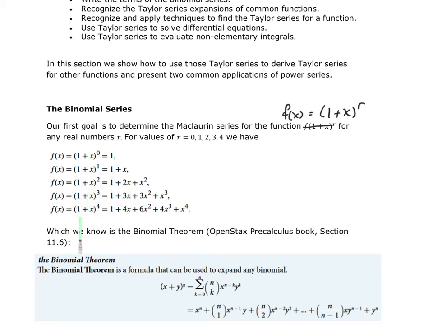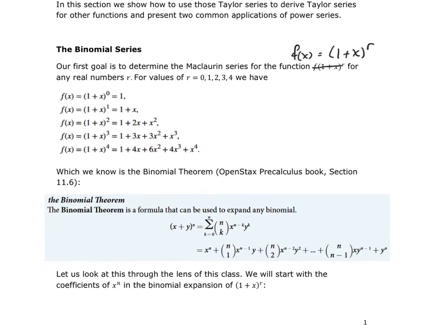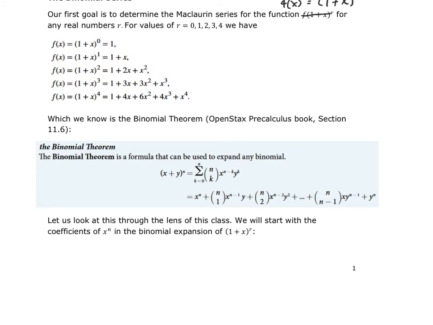And then we continue. Here's to the fourth power. Now, we know from Pascal's triangle, if you prefer that, which is derived from the binomial theorem. Here's how we define the binomial theorem in our OpenStax Pre-Calculus book, section 11.6. If we have x plus y raised to the n, it is the summation of k equals 0 to n of n choose k, x raised to the n minus k, y to the k.